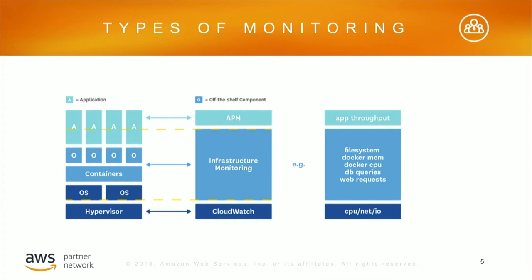Taking it a step higher, you can look at off-the-shelf components that may be integrated with your operating system, such as a container or a database or maybe a web server. And these are components that will oftentimes come with their own monitoring framework and will have plugins that will expose certain metrics, such as JMX for certain Java-based application servers.